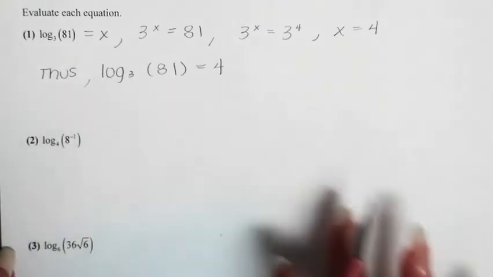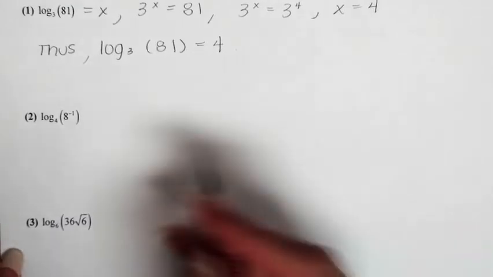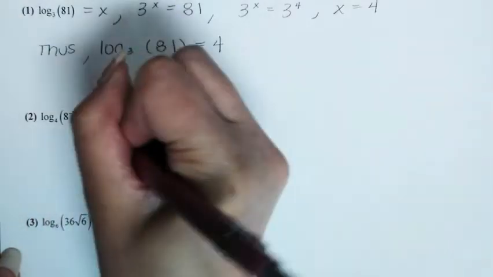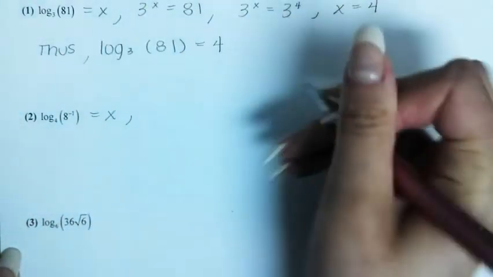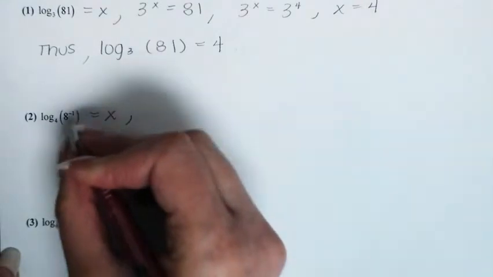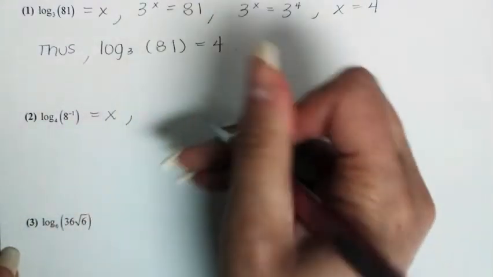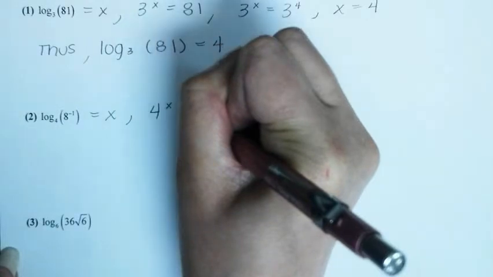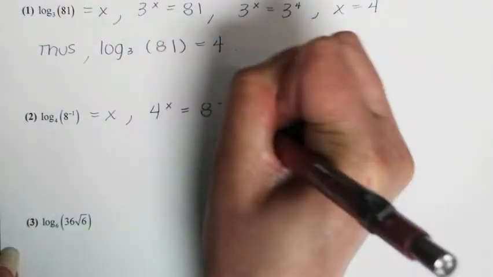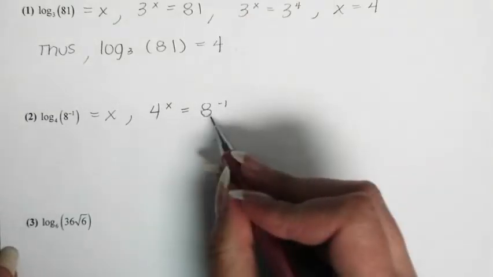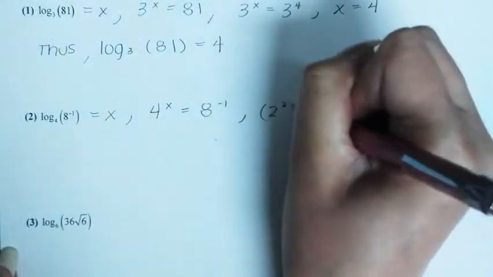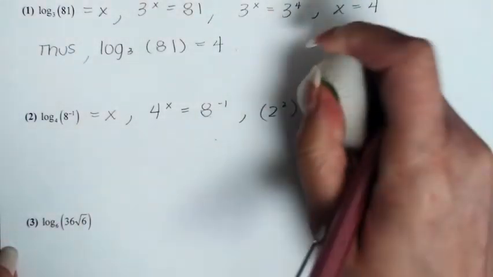The next one that we have over here is not as trivial. You have log base 4 of 8 to the power of negative 1. I'm going to equalize this to x. Then I'm going to move this logarithmic form into exponential form. So you have 4 to the power of x is equal to 8 to the power of negative 1. You're going to tell me, I cannot raise 4 to have 8 as my result. That's true. But you know that 2 squared is 4.